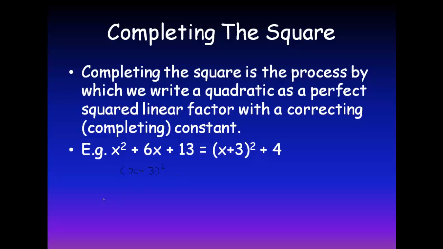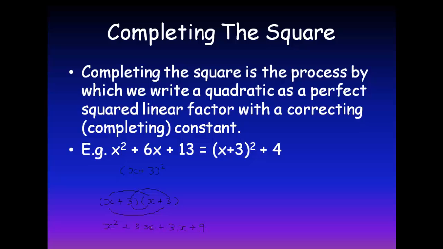If we multiply out this bracket, remembering the expanding brackets that we did last lesson, we use the FOIL method. We get x squared, then remember it's the outside terms, plus 3x plus another 3x, and then finally the last terms to complete the smiley face, plus 9.